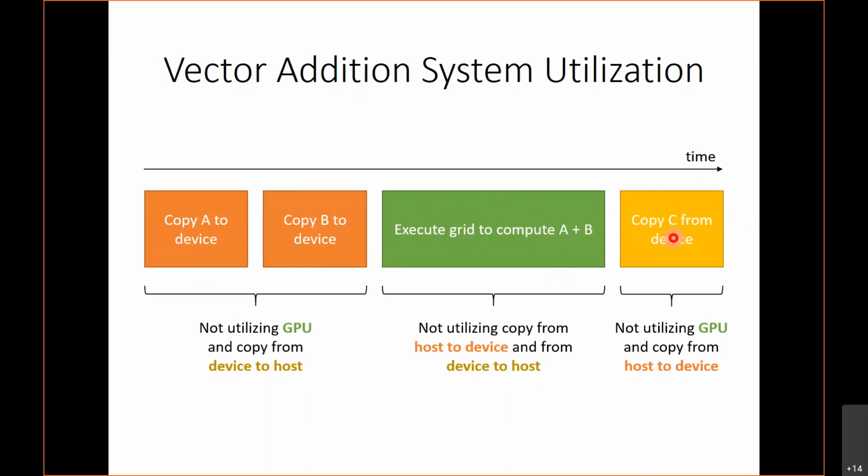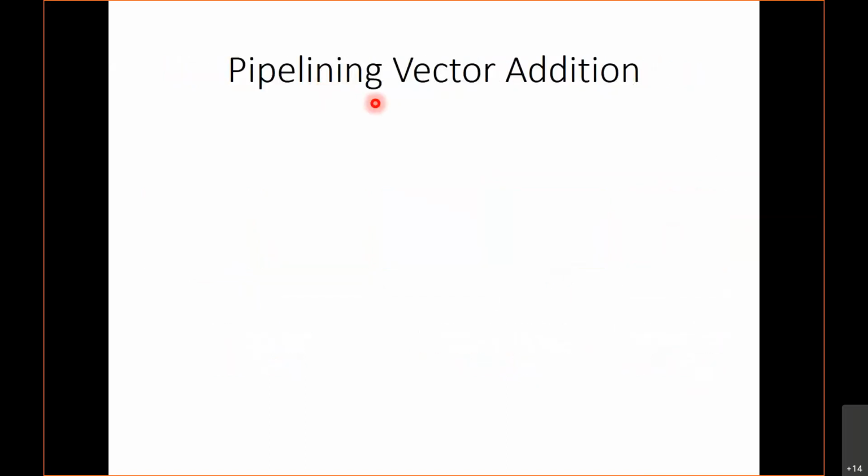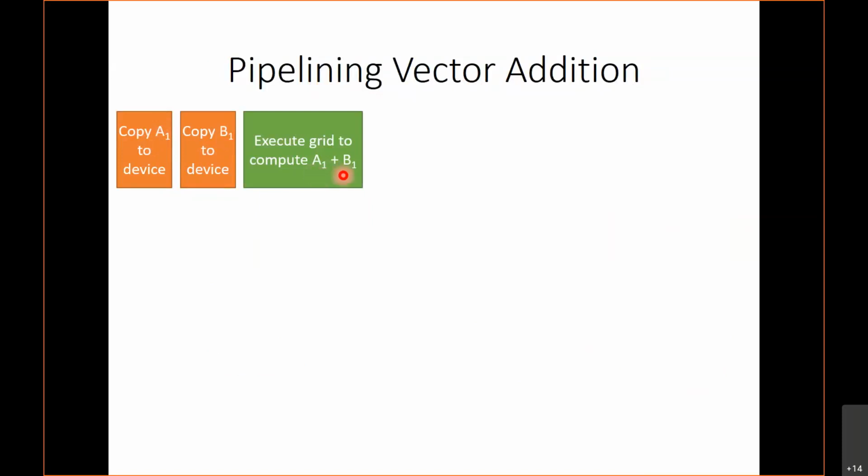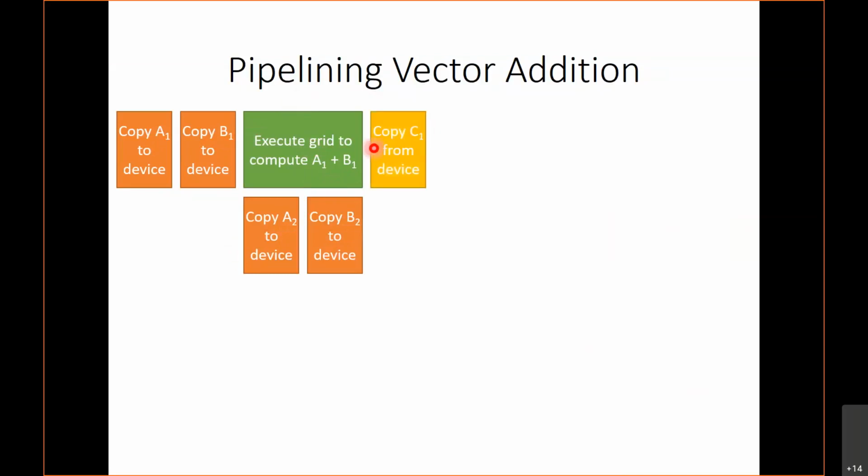So in other words, what we can apply is pipelining. We can pipeline vector addition like this. We can divide my A and B and C into segments. I can copy the first segment of A and B to the device. And then when the first segment of A and B are on the device, I can execute a grid to compute the first segments, A1 and B1. And in the meantime, I can also be copying the second segment, A2 and B2, from the host to the device. And then when I'm done computing and I'm done copying, I can copy the result of A1 plus B1 from the device back to C1.